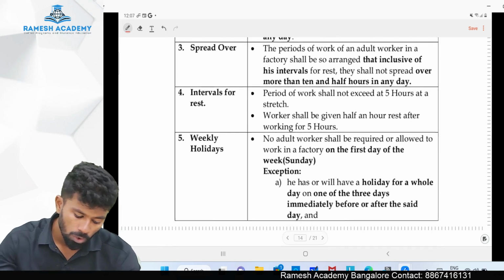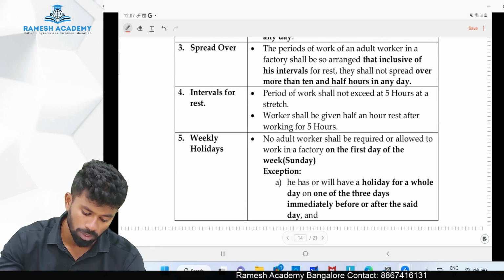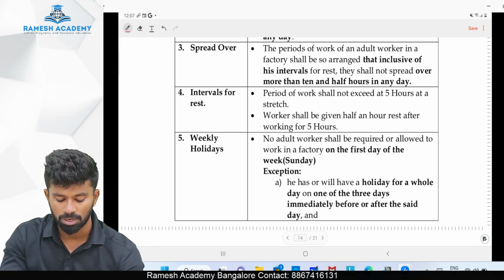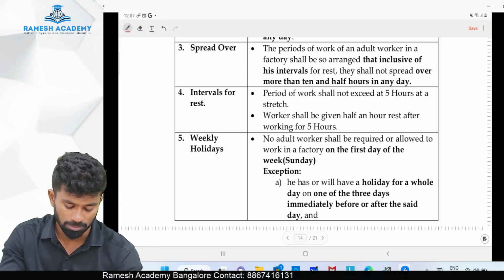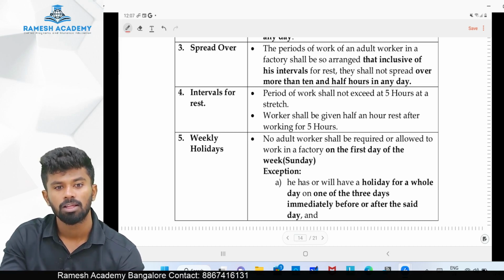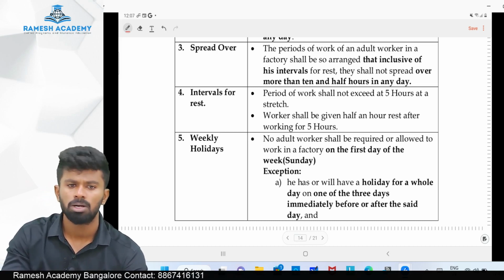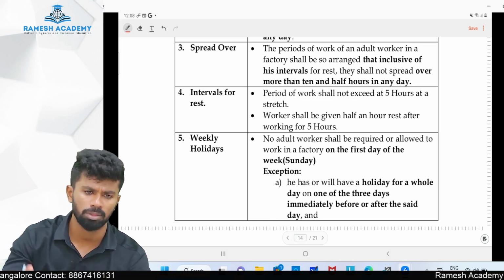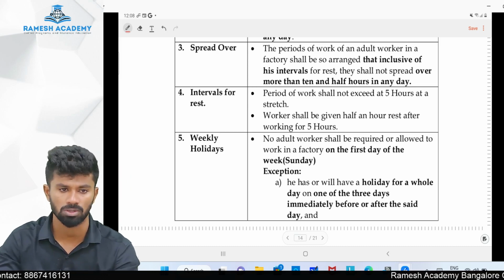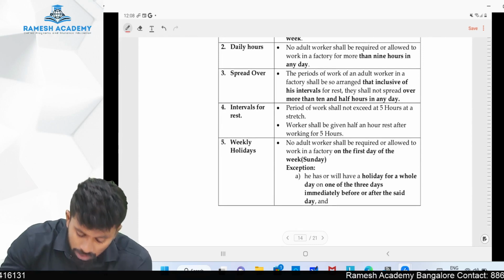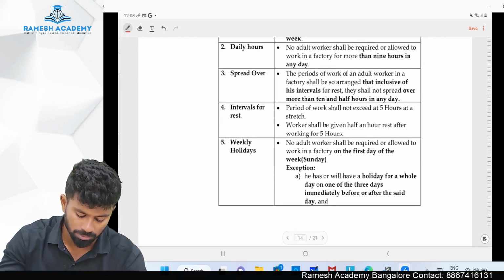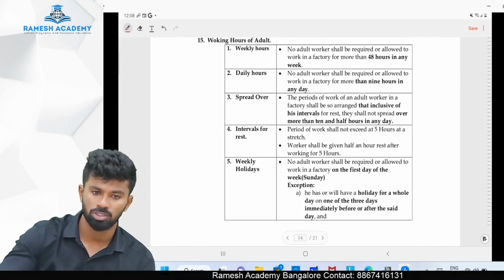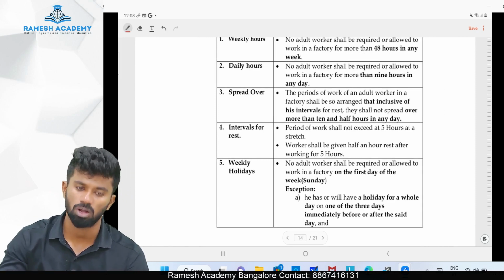Weekly holidays: no adult worker shall be required or allowed to work in a factory on the first day of the week, Sunday. That should be a holiday, but with the permission of the state government they can provide an alternative holiday. If there is an alternative holiday, then they may make a person work on Sundays also. He has or will have a holiday for a whole day on one of the 3 days immediately before or after Sunday. So either the next day or the preceding day shall be a holiday. If that is the case, then he can be made to work on Sunday.